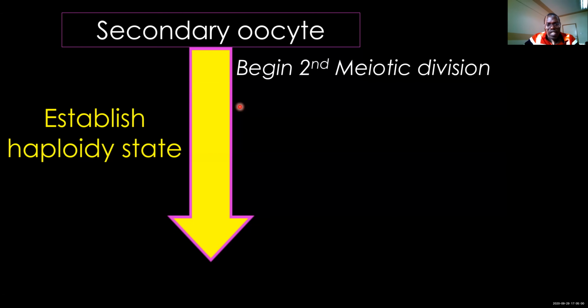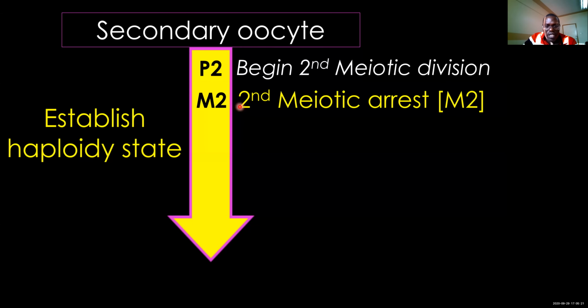When it begins the second meiotic division, it means that it will go through prophase 2. After it has gone through prophase 2, it will go to metaphase 2. While at metaphase 2, the second magic happens. It undergoes the second meiotic arrest. So the second meiotic arrest occurs at metaphase 2.